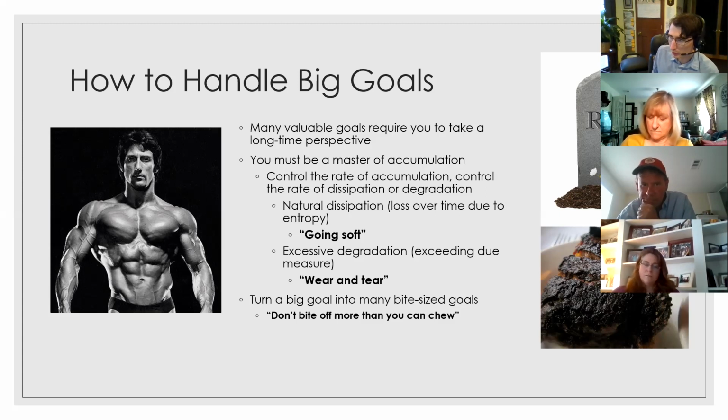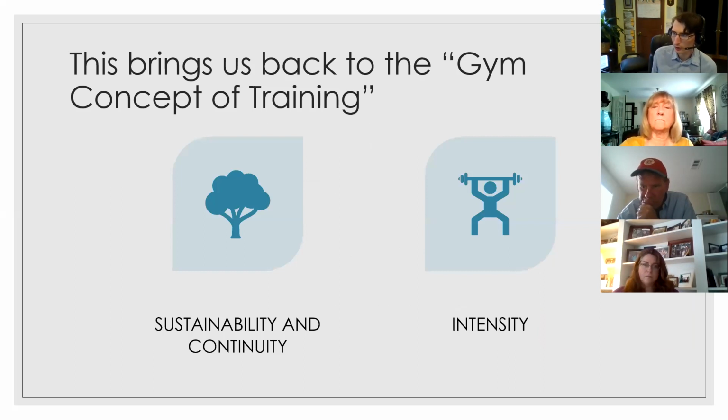Now, a big goal, like we said, you can't do all at once. So another saying we have that I think applies to the situation is don't bite off more than you can chew. Take a bite that's reasonable, chew it, and then move on. So if you recall last lesson, we talked about the gym concept of training. In order to achieve your goal, you have to have those two things, sustainability and continuity, plus intensity. Find that balance. I showed you the link to the videos online. If you want to review those concepts, they're on the online training page.